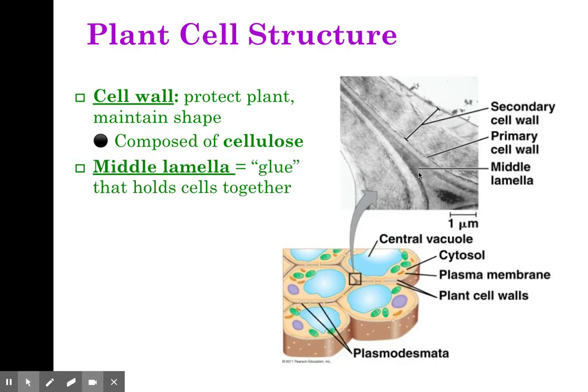The last little bit is middle lamella. This is kind of like a glue, kind of a pasty substance that's in between two different cell walls, and it's just going to reduce friction so there's no damage on the cell walls, but also kind of stick them together. So it's going to act as an adhesive, and it helps those plant cells form plant tissues.